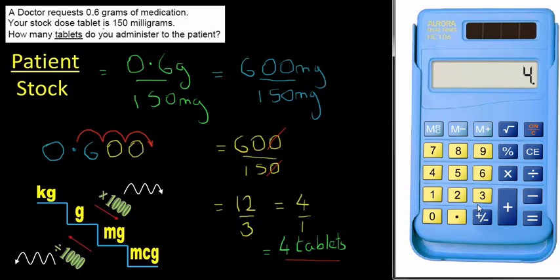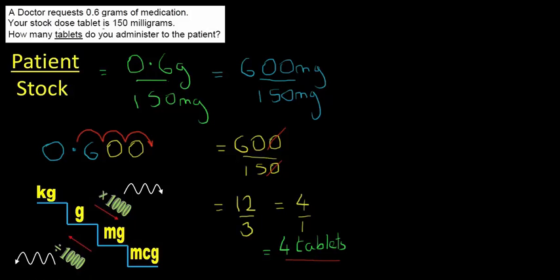With a calculator this whole process is a lot quicker and we don't have to do anything like the same amount of working out. But our final answer, 4 tablets, comes out nicely. Okay, on to the last question. A doctor requests 1.2 grams of medication. Your stock dose tablet is 200 milligrams. How many tablets do you give to the patient?